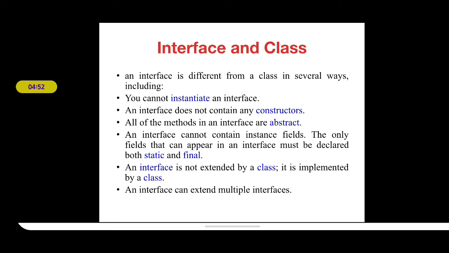An interface is different from a class in several ways. You cannot instantiate an interface. An interface does not contain any constructors. All the methods of an interface are abstract. An interface cannot contain instance fields. The only fields that can appear in an interface must be declared both static and final. An interface is not extended by a class, it is implemented by a class. An interface can extend multiple interfaces.